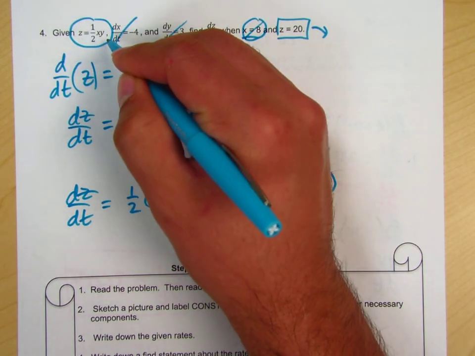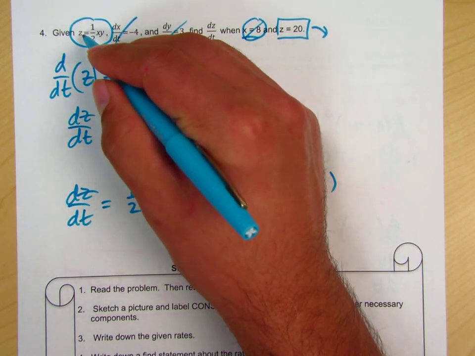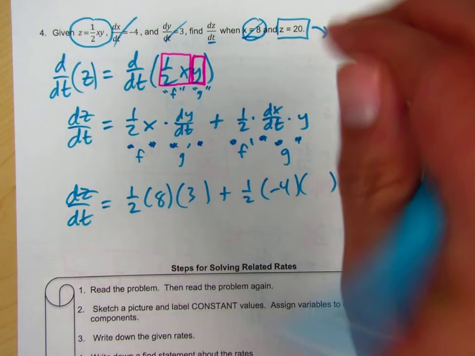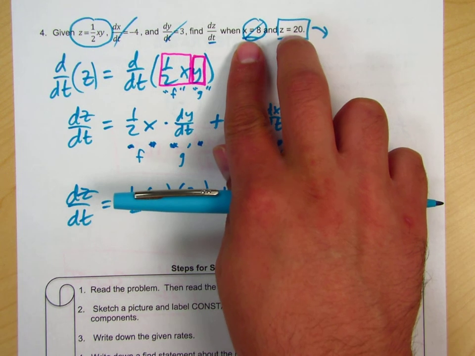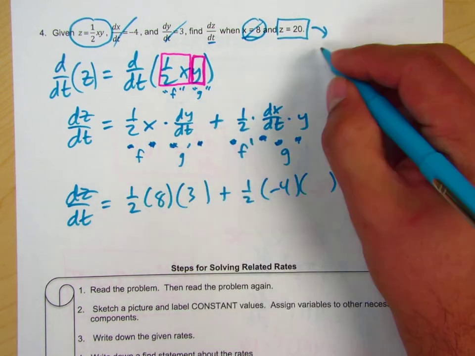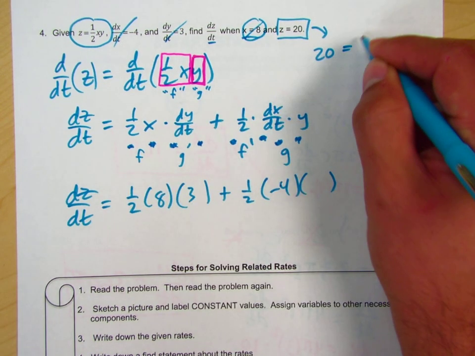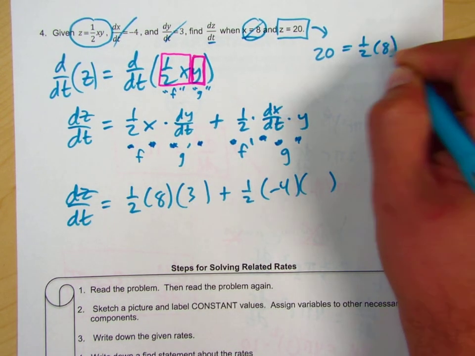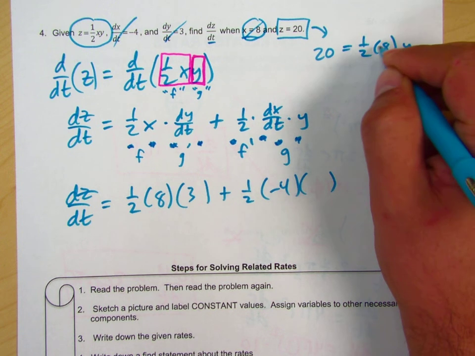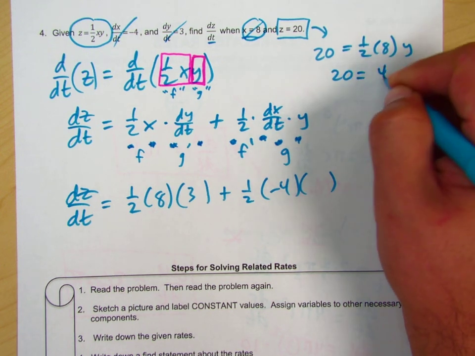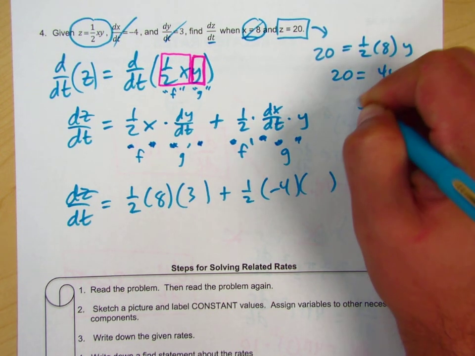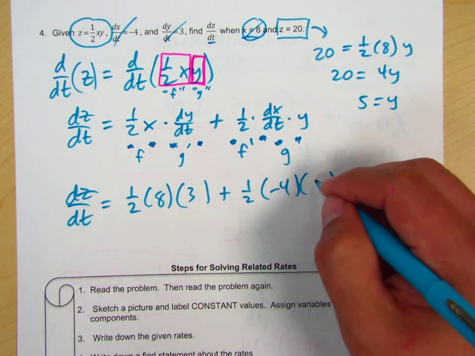Uh-oh, they don't give us y, but they give us z. So we should be able to use this in conjunction with this and the original equation to work backwards and find y, right? We have a relationship between all three variables. They gave us two of them. It's not hard to find the missing one. Just use some algebra. Plug in z equals 20. You got 1/2 times 8 times y. This becomes 4y on the right-hand side. So from there you get that y is 5. So now we know that y is 5.